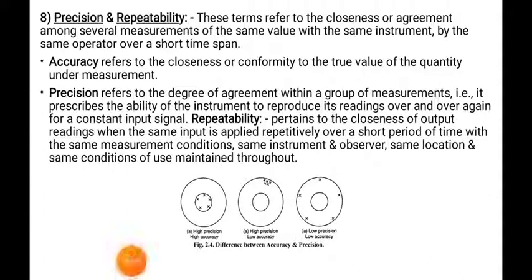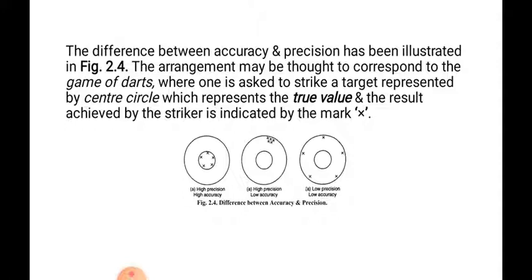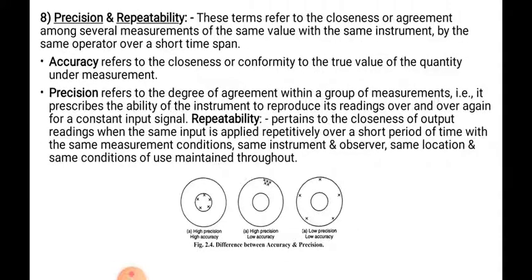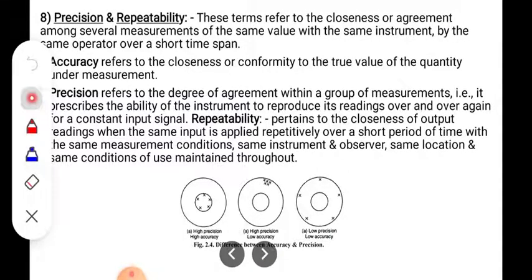Okay, so in the next lecture we will go into detail on what precision and repeatability are. Okay, here this diagram will explain in detail how precision and accuracy can be understood. Okay, so here we will stop. In the discussion we will discuss whatever doubts you have with us.